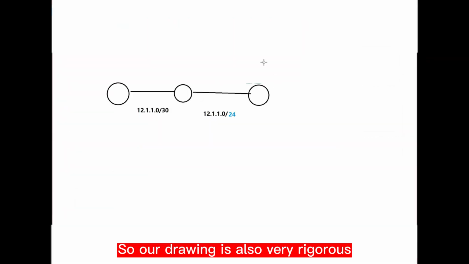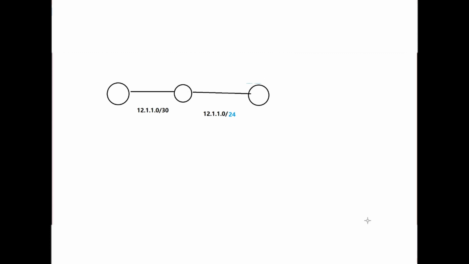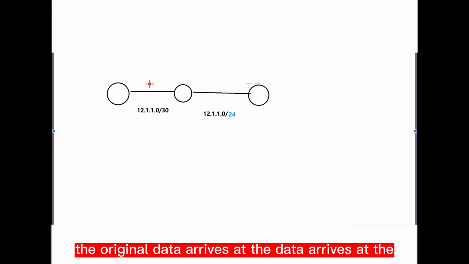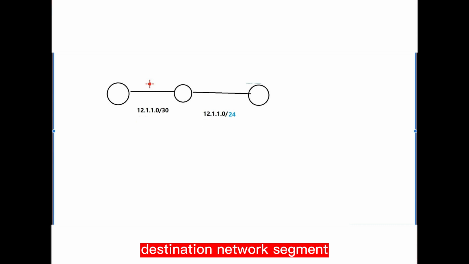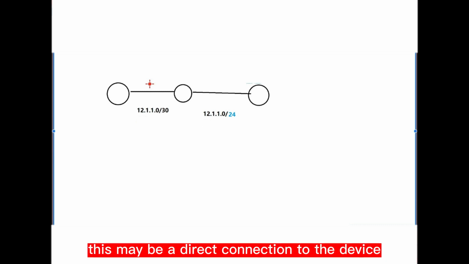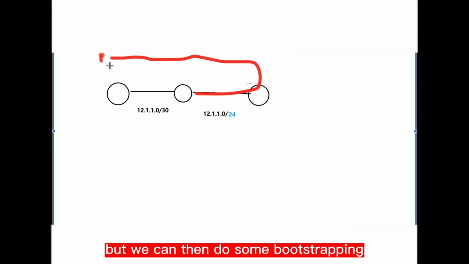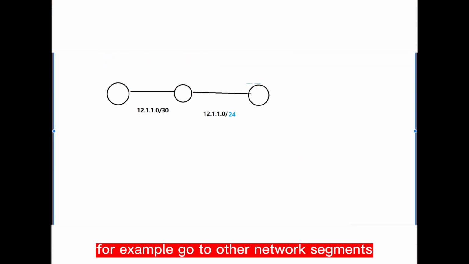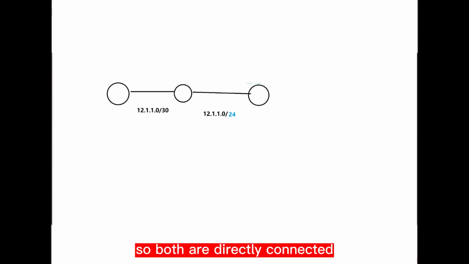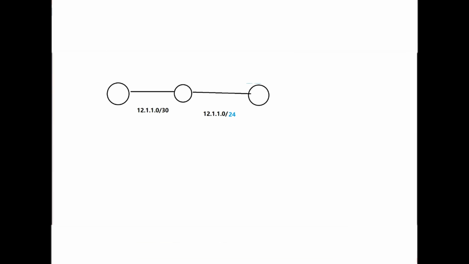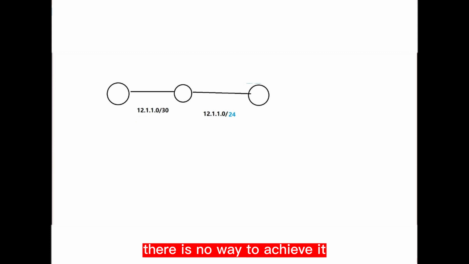So our drawing is also very rigorous. It is a static route, which can be configured manually. We can guide the flow. The original data arrives at the destination network segment, which may be directly connected to the device, but we can then do some guiding, for example, go to other network segments. So, both being directly connected is no way to achieve.